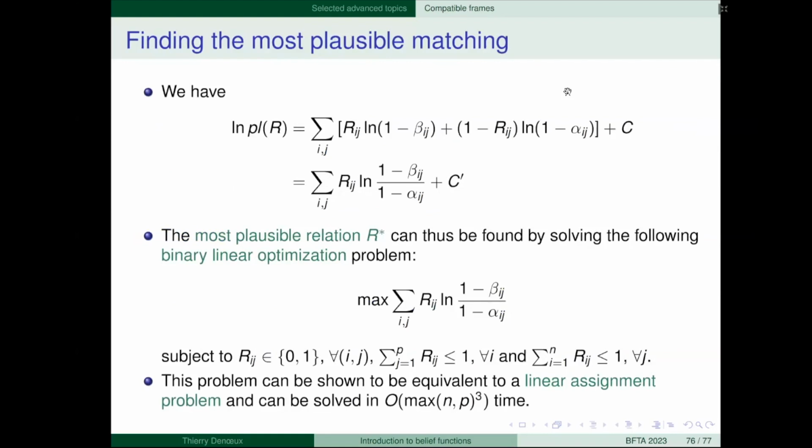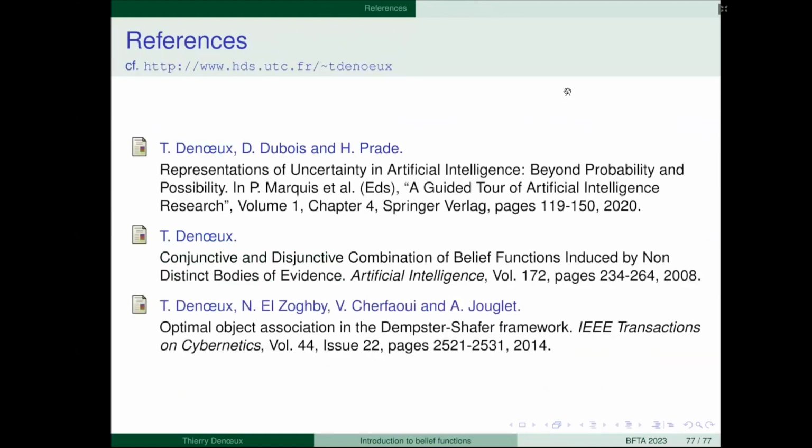And so these are some papers. This is a chapter in a book that was published recently that gives a more recent account of the Dempster-Shafer theory than Shafer's book. Its title was Representation of Uncertainty in AI: Beyond Probability and Possibility. So we treat belief functions and imprecise probabilities in this chapter.